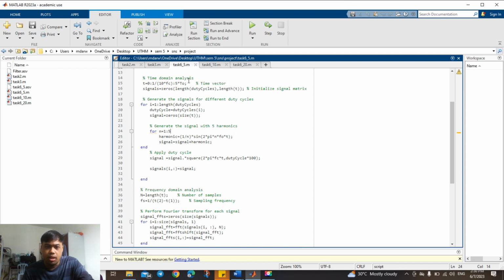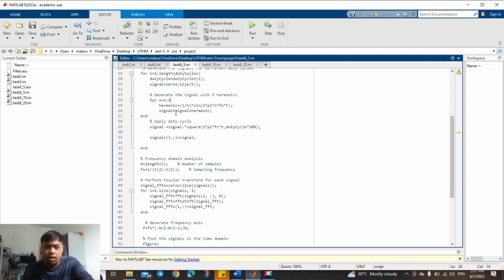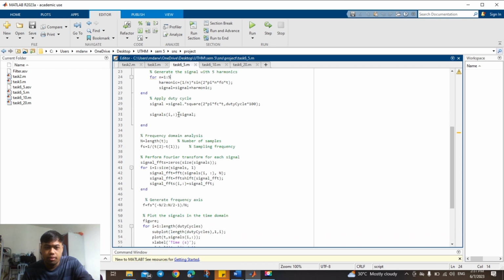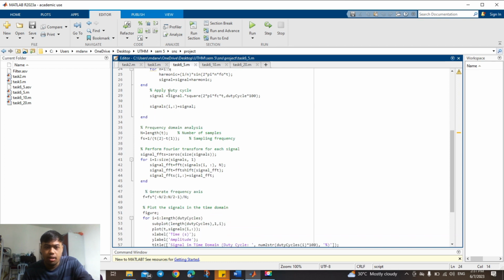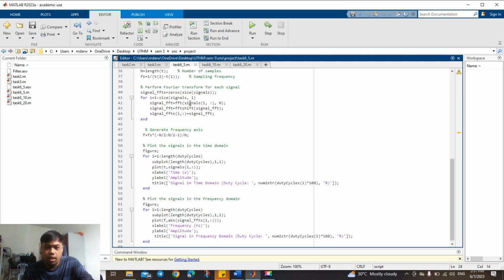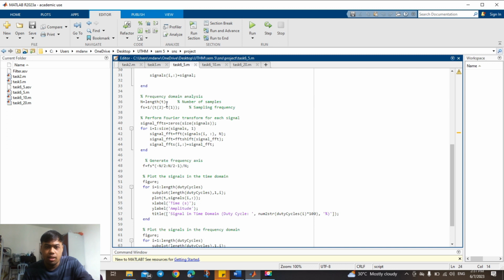So this is the time domain analysis. This is the formula for time vector, and this is for the initialize signal matrix. So this is to generate the signal for the different duty cycles, this is the coding. And this is to generate the signals with 5 harmonics. There is the formula for harmonic. And then we need to apply the duty cycle. This one, put the formula.